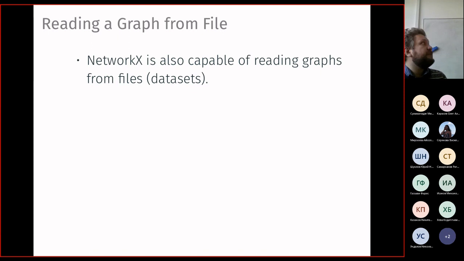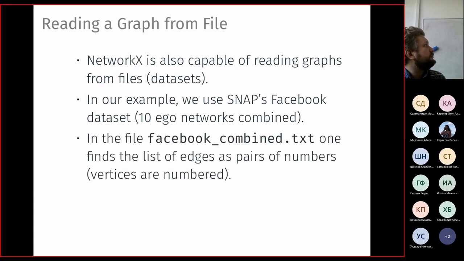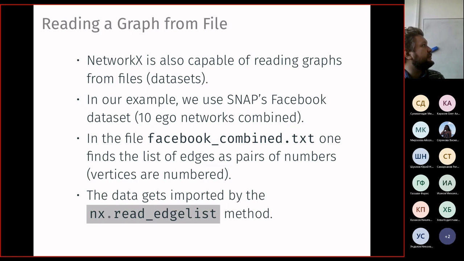So NetworkX is capable of reading graphs from files, or datasets, in a standard way. There will be a file called Facebook combined, and you can read it like this using read_edgelist. This is quite convenient. However, in our running example, which we'll formally describe in the homework definition, we'll use another way of doing this.